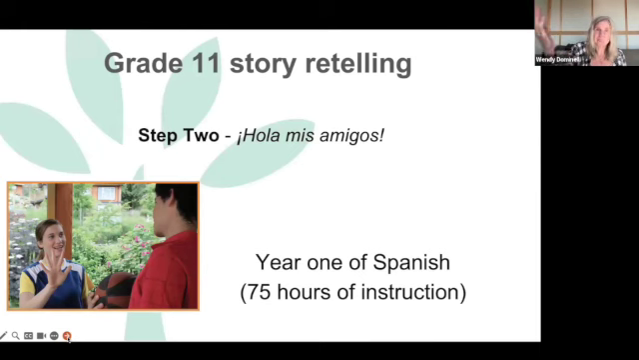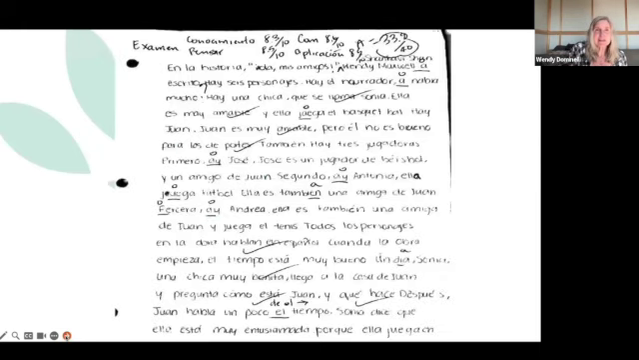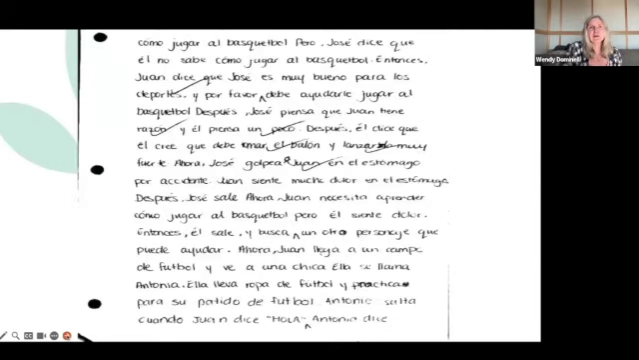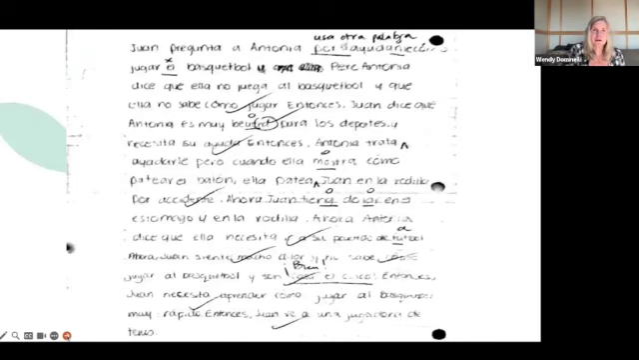So this is grade 11 in Spanish. In this case, we see the student has written something much more elaborate, much more detailed, better spelling, better punctuation, better grammar, although still some mistakes because it's still the student's first year of Spanish in this case.